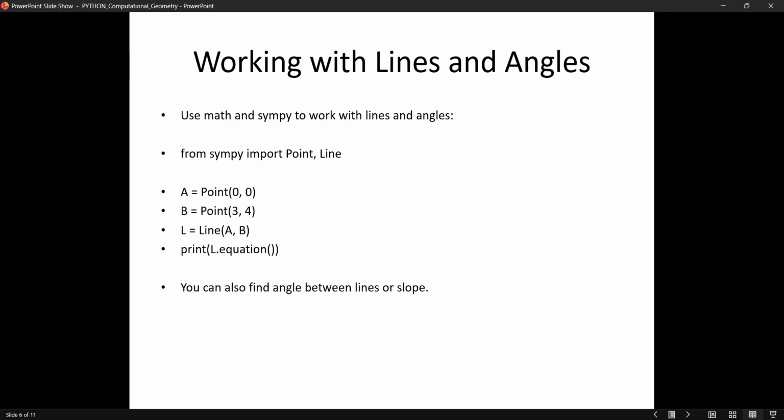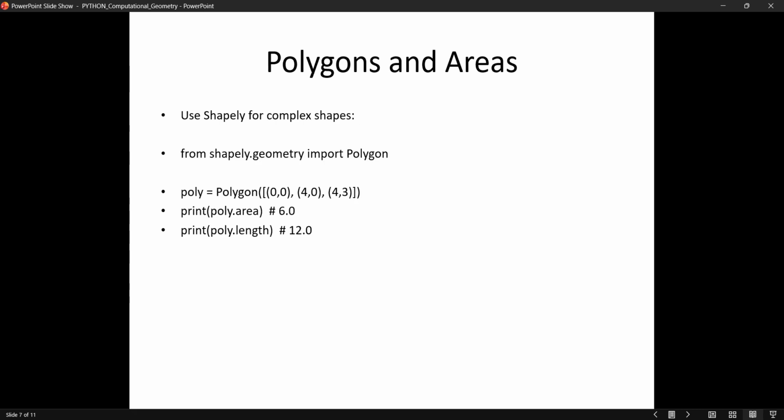Working with lines and angles. Now let's talk about lines and angles. The sympy library lets you define lines, find their equations, and calculate intersections or slopes. This gives you the mathematical equation of the line through those points.